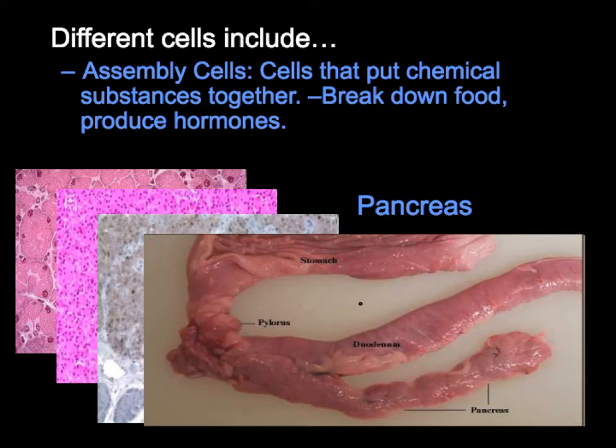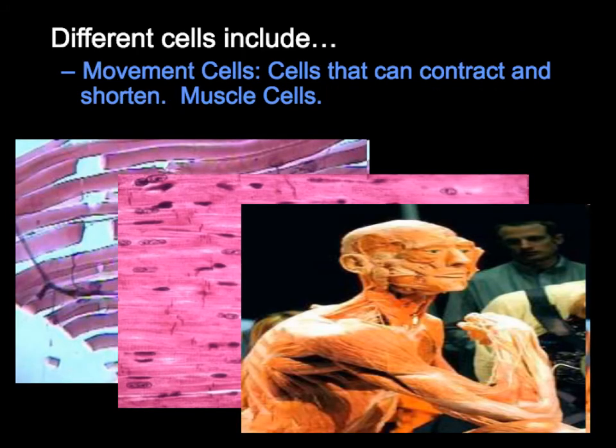We have assembly cells. Assembly means put together or take things apart. So we have them that put chemical substances together, break down food, produce hormones. Great example of that is the pancreas, right there. We have movement cells, okay, and you can see a beautiful image of a structure at the Bodies exhibit from Vegas, or there are other areas that carry that body exhibit.